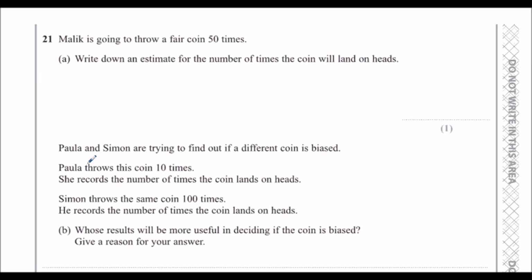Question 21. Malik is going to throw a fair coin 50 times. Write down an estimate for the number of times it will land on heads. So when we throw a coin, it either lands on heads or tails, and we expect half of the time it's going to land on heads, half the time it's going to land on tails. So 25 times on heads.